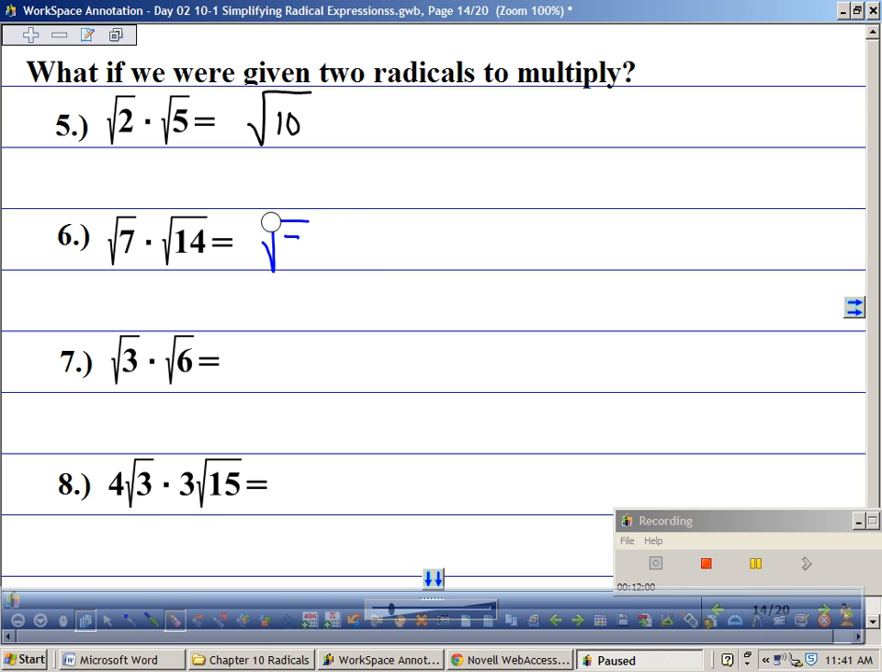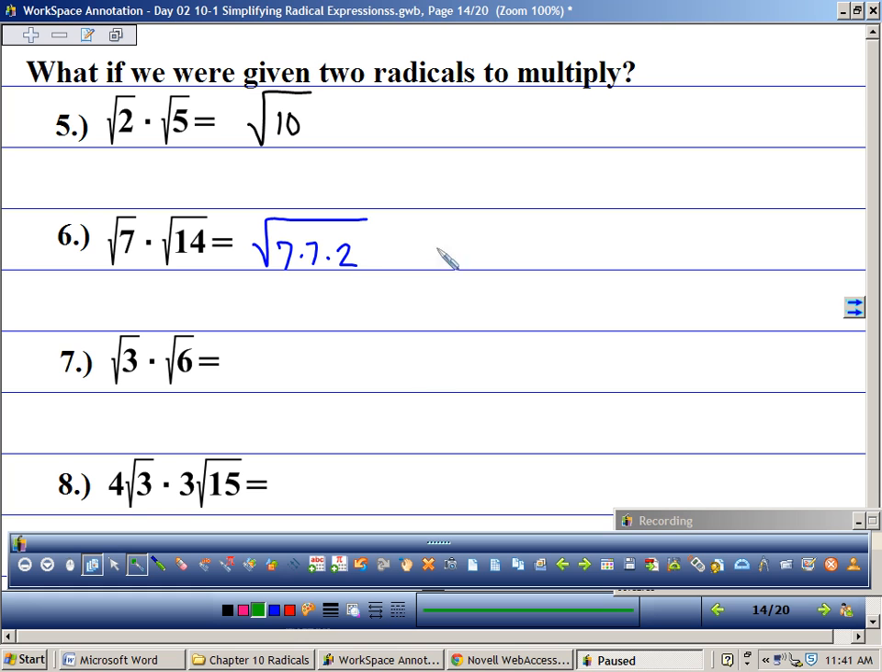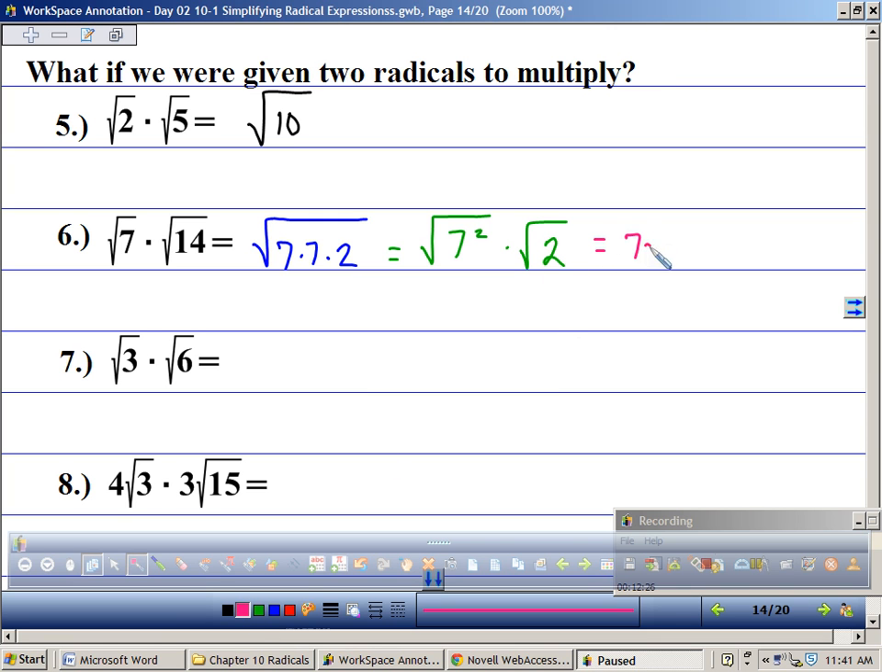Let me back up. See how I multiplied these? 2 times 5 is 10. Couldn't I also multiply this and factor at the same time? 7 times 7 times 2. Which equals 7 squared times radical 2. See it? Which equals 7 radical 2.